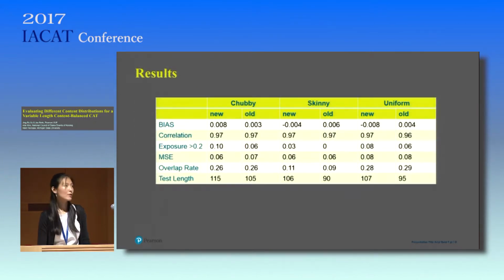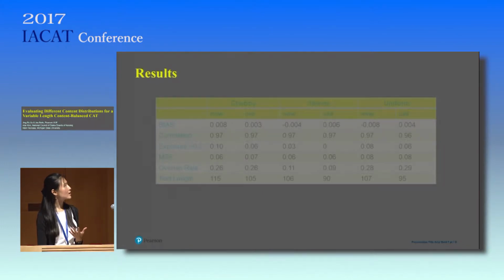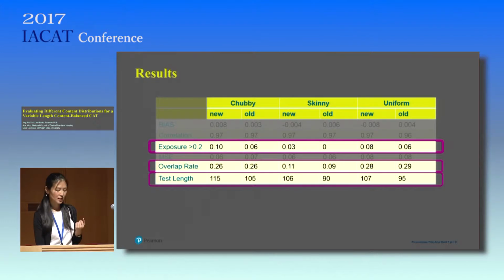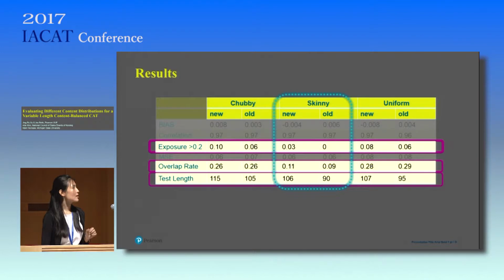So here is the result. For this result, I don't show the result for each ability group because it's too many, but just the overall group. So you can tell that you don't find a lot of differences, except for the number of items being exposed, overlap rate, and test length. And if you take a close look at them, the skinny pool has a much different result than the other two pools. Which is interesting to us.